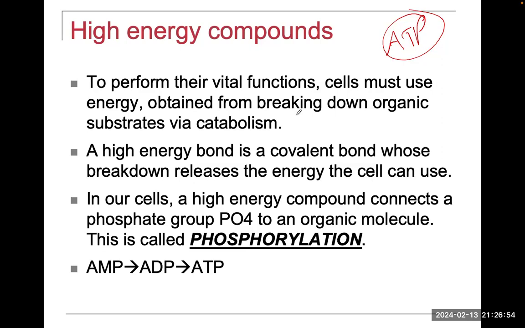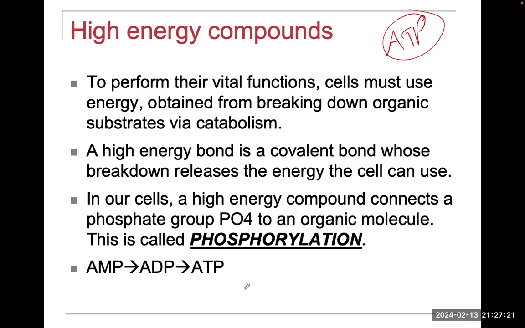So the high energy bond is a covalent bond whose breakdown releases the energy. And that energy that's released is the energy that the cells and all the organelles are going to be using. In our cells, the high energy compound connects a phosphate group, which we know is PO4, to an organic molecule. And when the body does that, we call that phosphorylation.